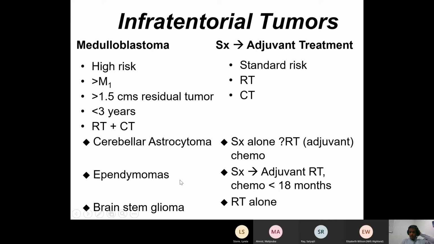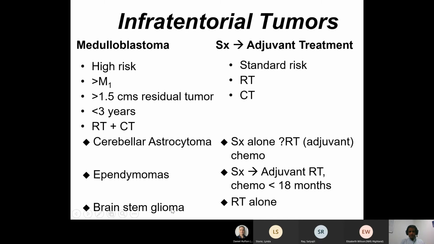Ependymomas are usually in the posterior fossa, but they can be in the supratentorial compartment as well. Surgery is the mainstay of treatment. Chemotherapy is really not that effective, but we use chemotherapy for children under 18 months of age. We used to use under 3 years of age, but with the proton now, you can certainly do radiotherapy even for those over 18 months, minimizing the effect on the normal brain. So now we are doing primary chemotherapy for ependymomas under 18 months of age.